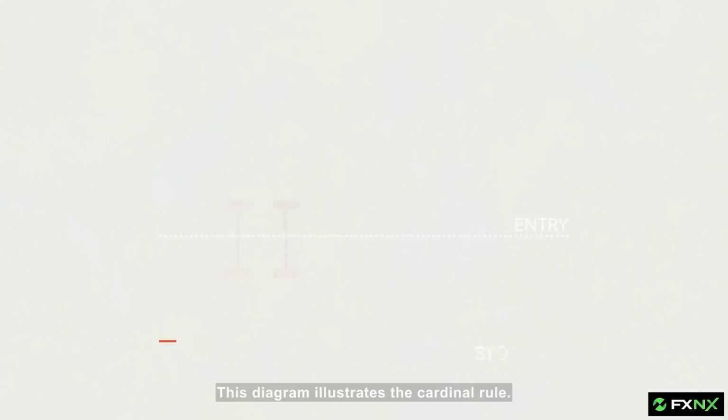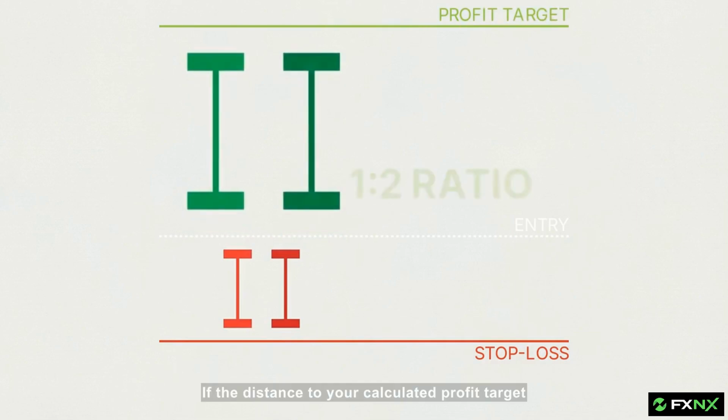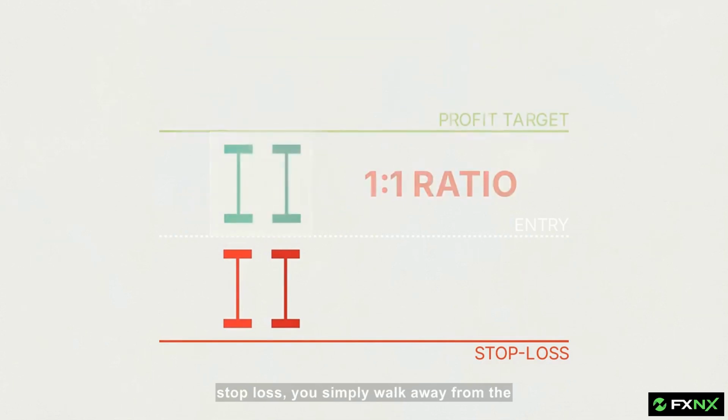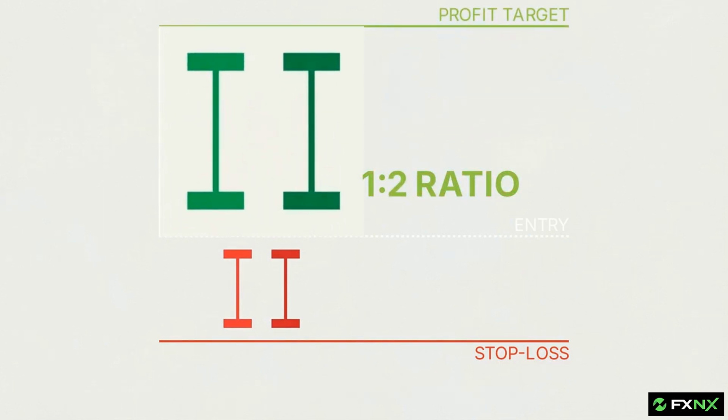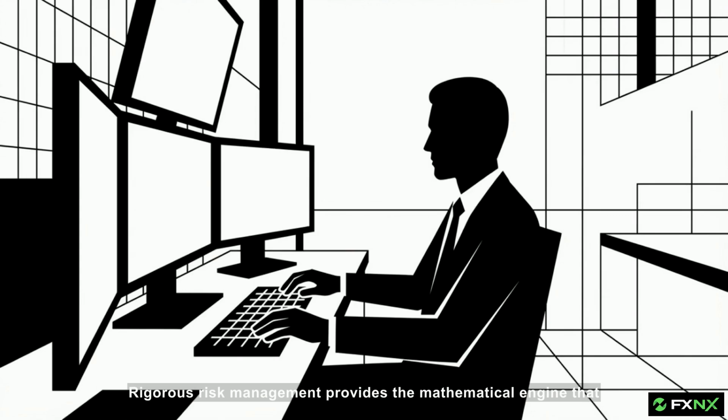This diagram illustrates the cardinal rule. If the distance to your calculated profit target isn't at least twice the distance to your stop loss, you simply walk away from the setup. Rigorous risk management provides the mathematical engine that separates long-term professionals from impulsive gamblers.